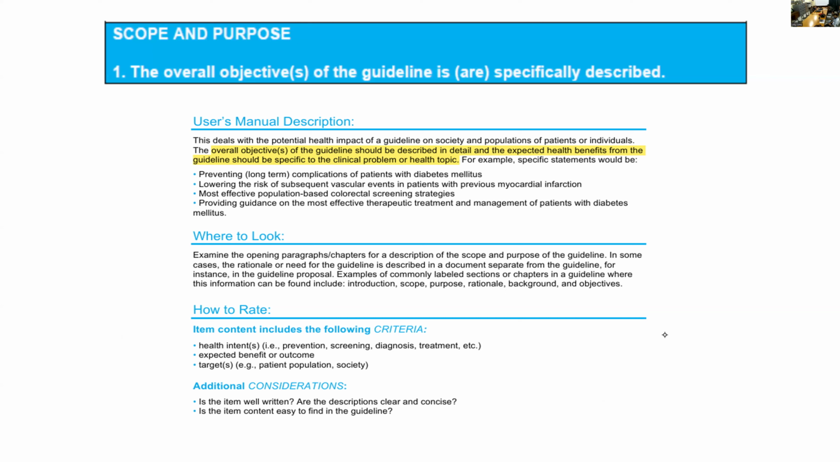For this question, the overall objective of the guideline should be described in detail, and the expected health benefits from the guideline should be specific to the clinical problem or health topic. They had also given some examples, such as preventing long-term complications of patients with diabetes. So what are we supposed to look at? We look at the health intent, whether it's prevention, screening, diagnosis, or treatment, what is the expected benefit or outcome, and who are the target people that we are looking at. If the answer is yes to all of them, then it will be a 7.